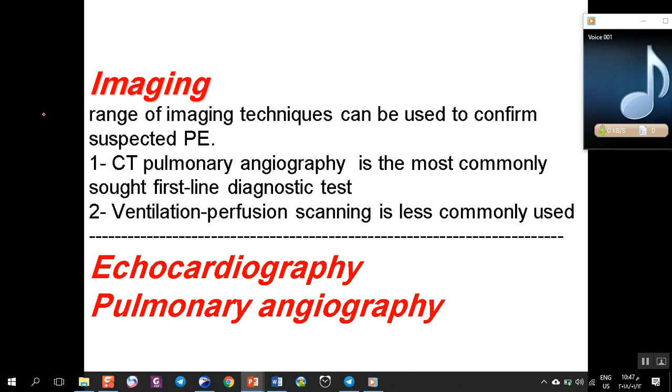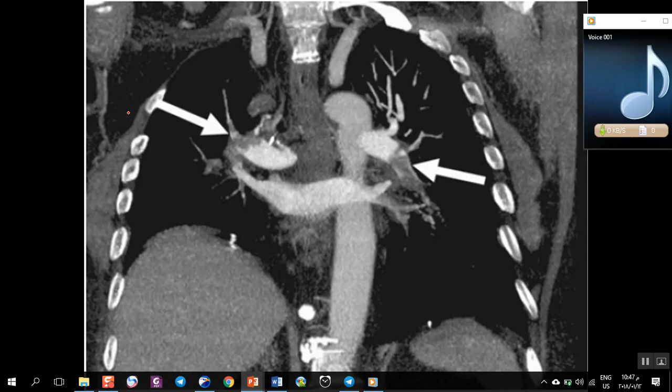So we have X-ray, we have ECG. Other imaging: CT contrast angiography, which is very useful, and ventilation perfusion scan. Also CT angiography takes a picture of the pulmonary circulation.